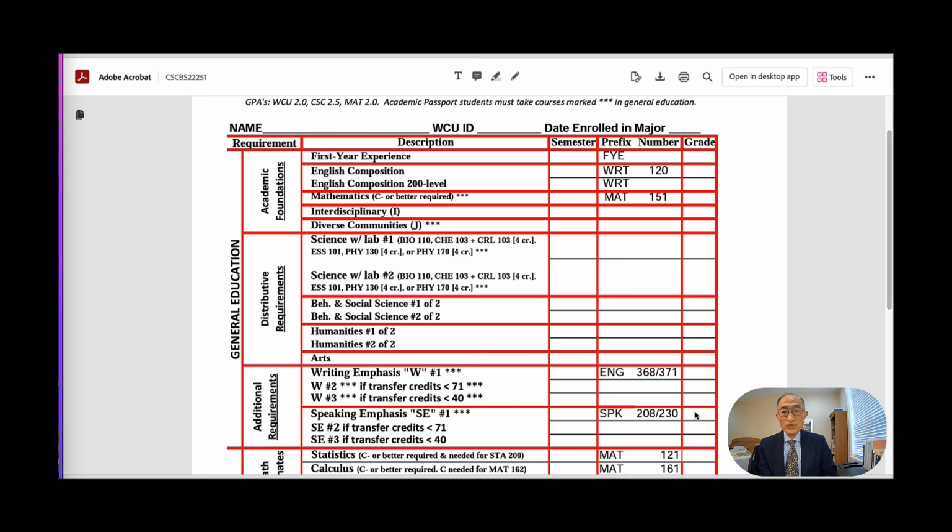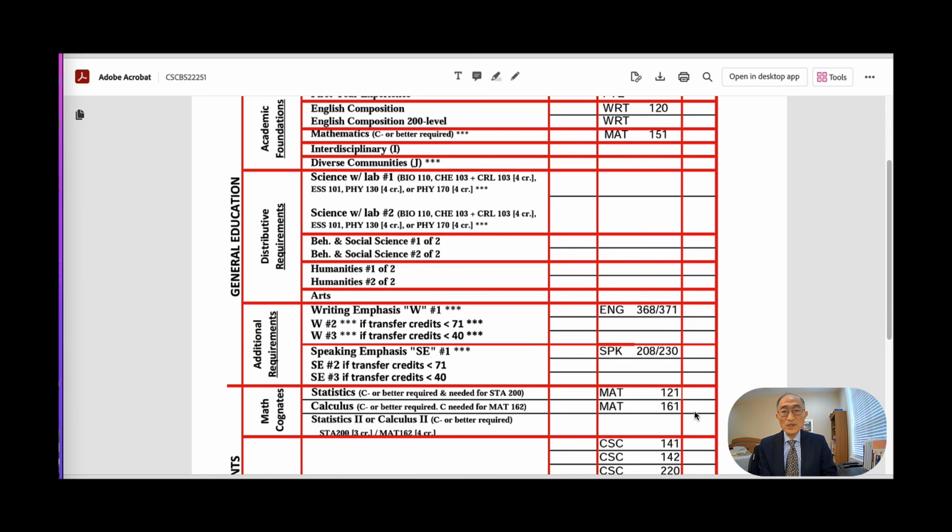Once you figure out courses you need, you can decide which courses you will need for next semester.